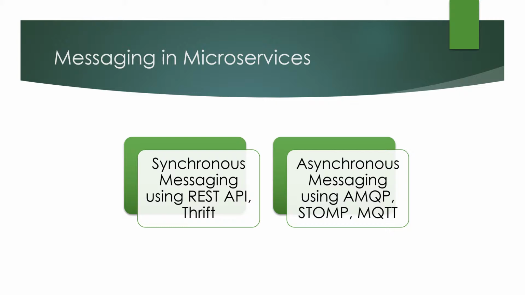So we are going to talk about two kinds of messaging today. The first one is synchronous messaging using REST API or Thrift. The second one is asynchronous messaging using AMQP, STOMP or MQTT. For synchronous messaging, the client expects a timely response from the service and waits till it gets it.